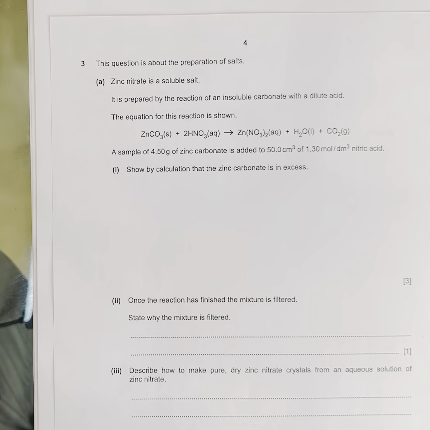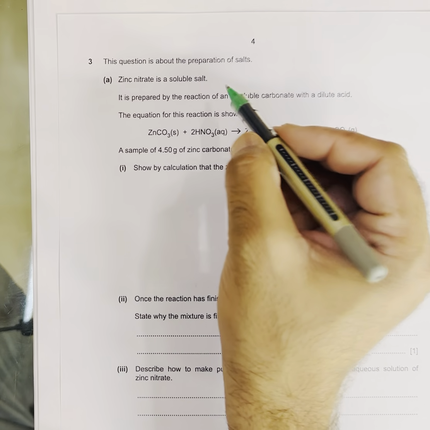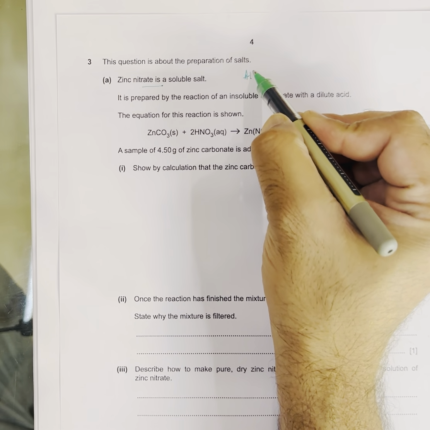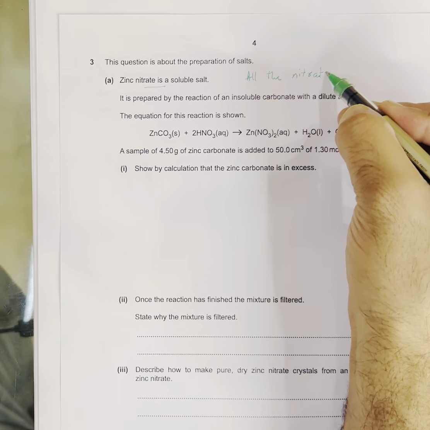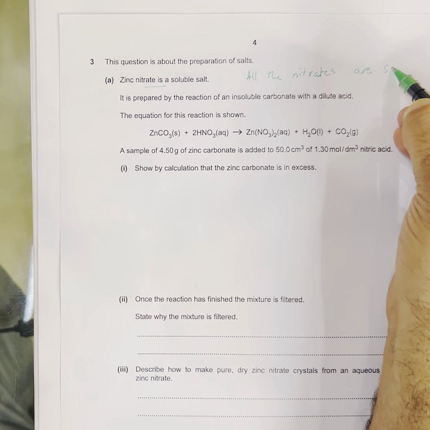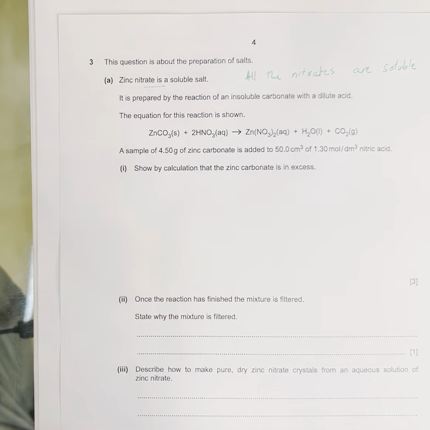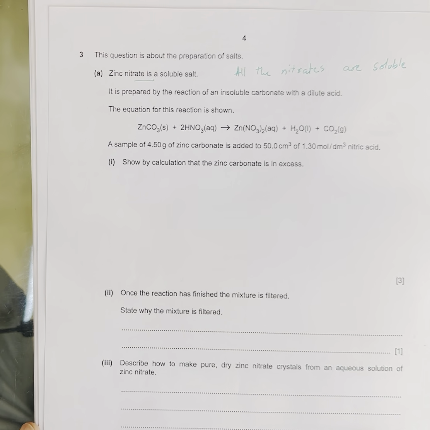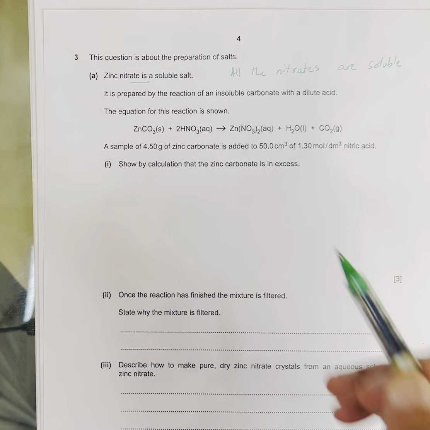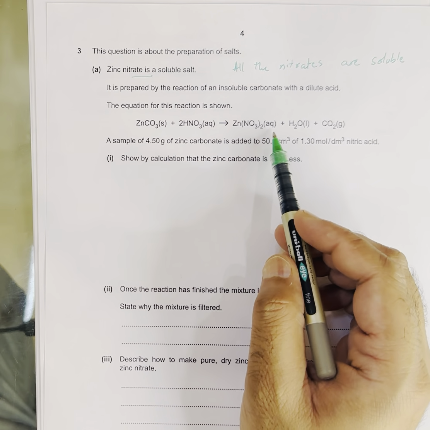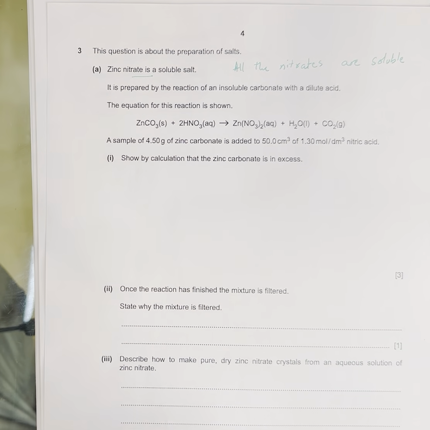The question is about the preparation of salts. Zinc nitrate is a soluble salt. By the way, all nitrates are soluble, so you could write here all the nitrates are soluble. It is prepared by the reaction of insoluble carbonate with a dilute acid. The equation of the reaction is zinc carbonate in the form of solid reacts with 2 moles of nitric acid in the aqueous solution. It will produce zinc nitrate in an aqueous solution, where water and carbon dioxide are also produced.